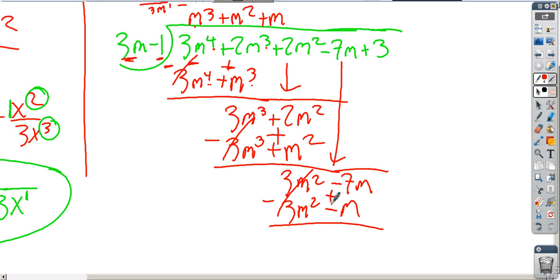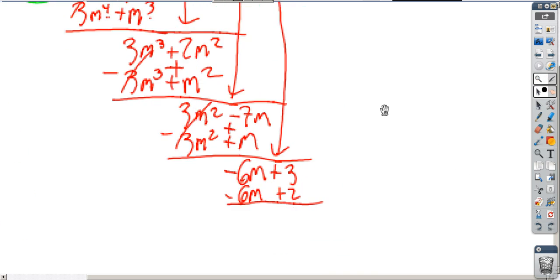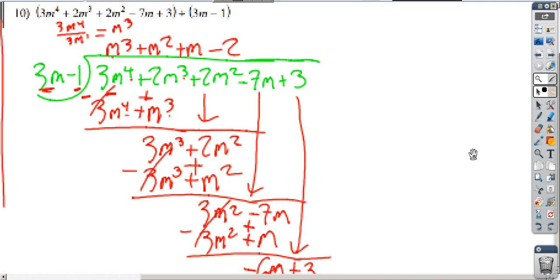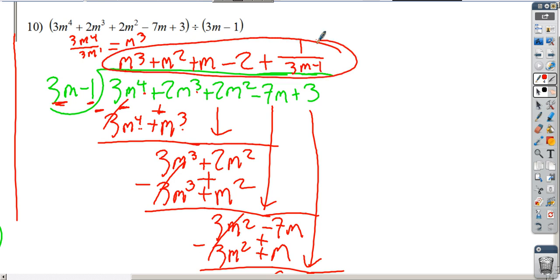Negative 7 minus negative is like plus. That would be negative 6m. And we'll bring down the last term right here. 3m goes into negative 6m negative 2 times, and then negative 2 times 3m is negative 6m. Negative 2 times negative 1 is plus 2. And then we'll do our last subtraction here, so we're going to have those cancel, and then 3 minus 2 is 1, that's our remainder. There's nothing else to bring down, so we would write our final answer as this whole thing plus remainder 1 over 3m minus 1, and that is a simplified answer.